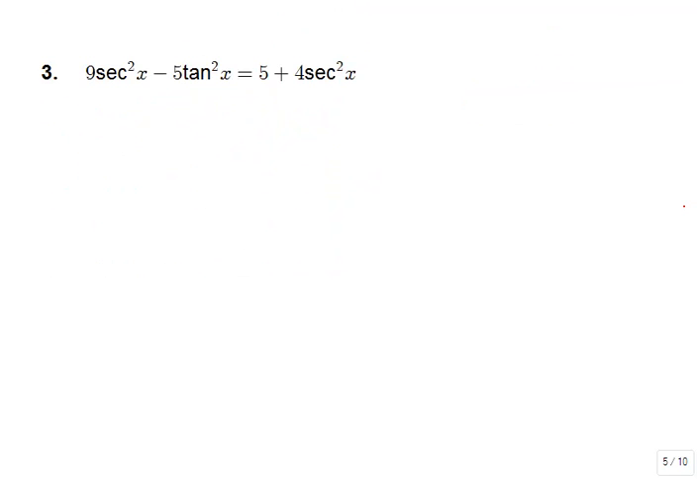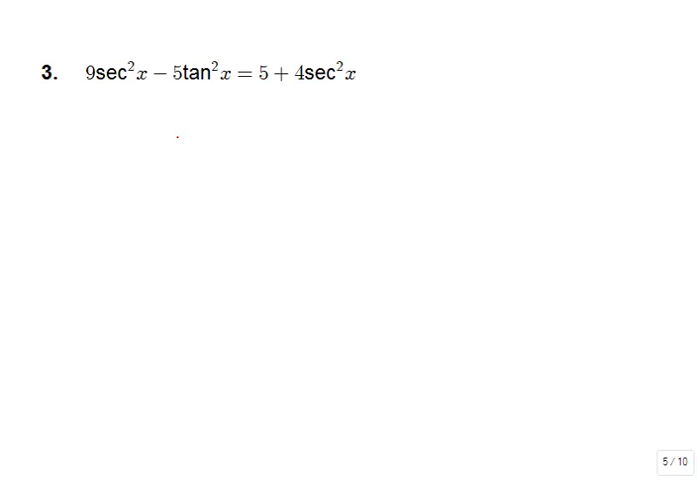All right, let's try another one here. 9 secant squared x minus 5 tangent squared x equals 5 plus 4 secant squared x. All right, you do not want to be moving things across sides here. What we're trying to do here is transform one side into the other. So don't be tempted to try and add or subtract terms or solve this. You're not trying to solve this equation. You're just trying to prove that it's always true.